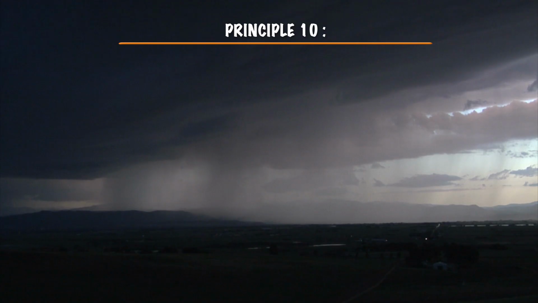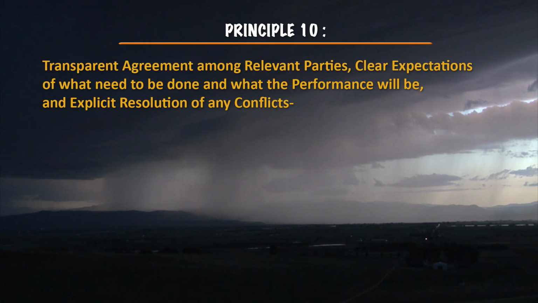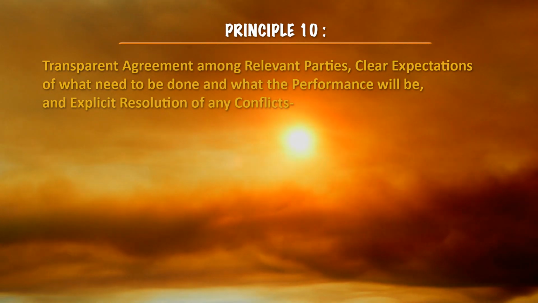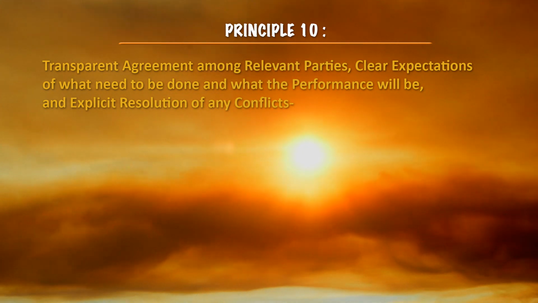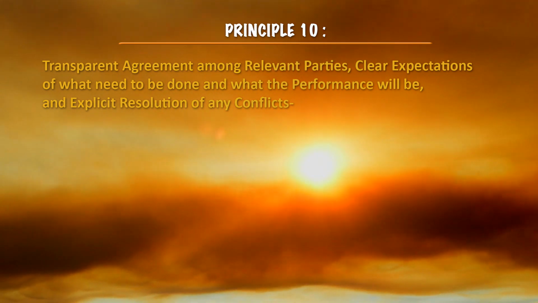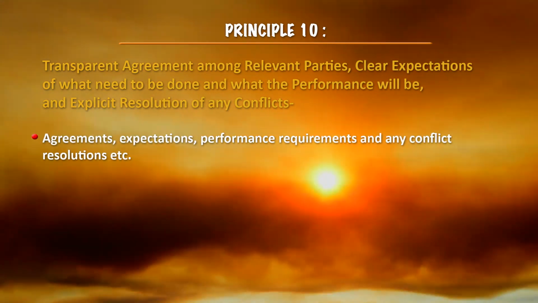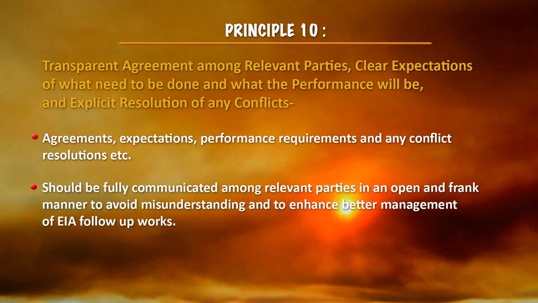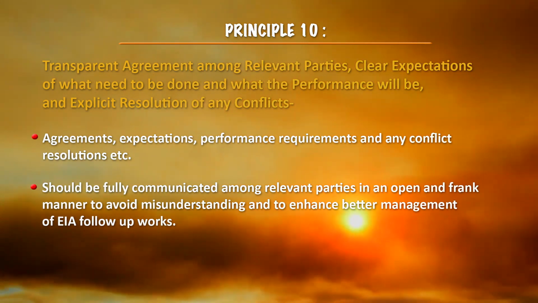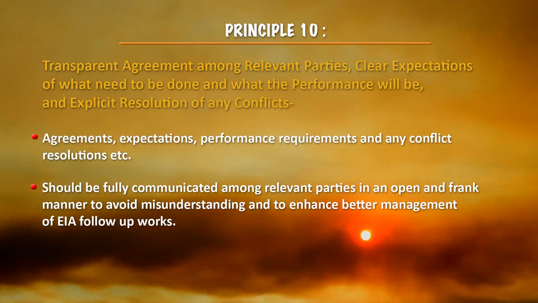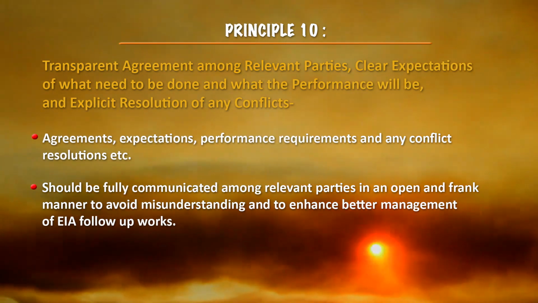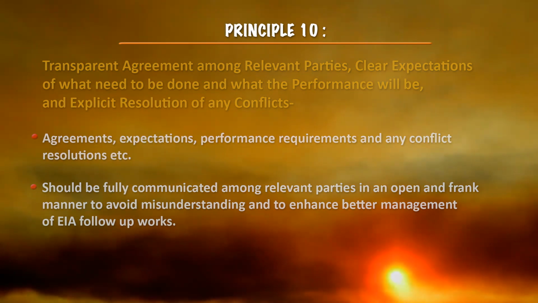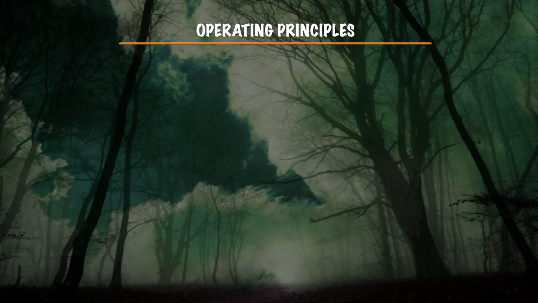If we consider principle 10, that is a transparent agreement among relevant parties, clear expectations of what needs to be done and what the performance will be, and explicit resolution of any conflicts. It says that the agreements, expectations, performance, requirements and any conflict resolutions should be fully communicated among relevant parties in an open and frank manner to avoid misunderstanding and to enhance better management of environmental impact assessment by the follow-up of works. Then we will consider the operating principles.